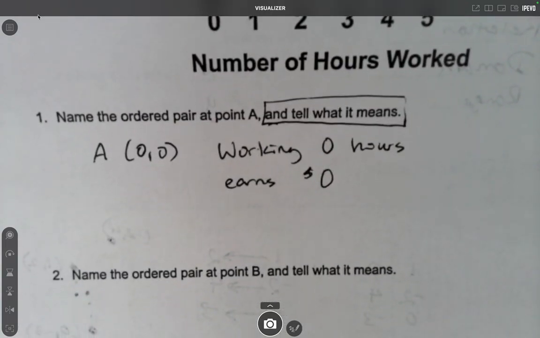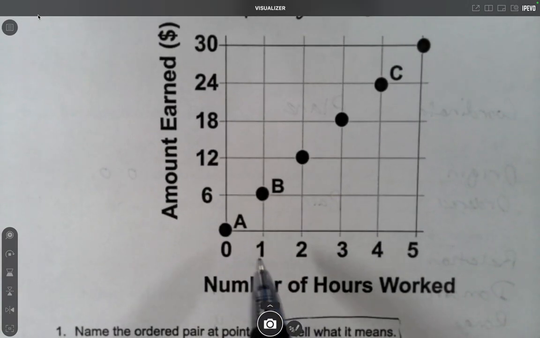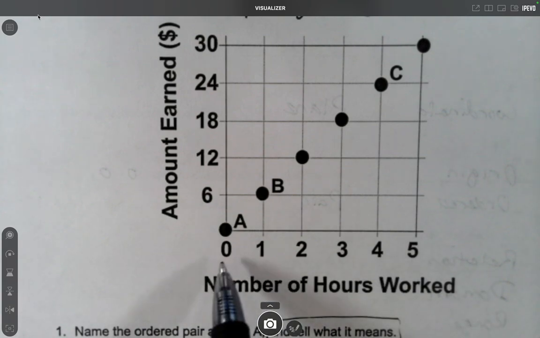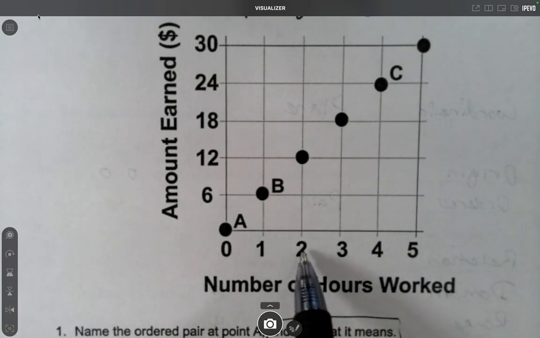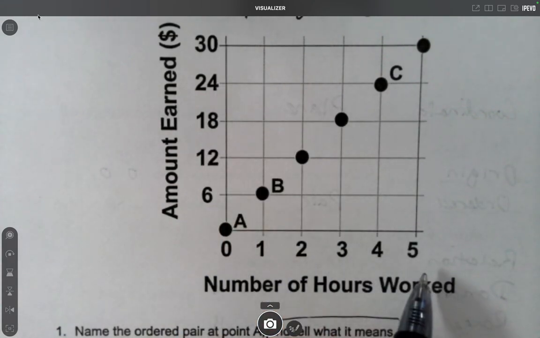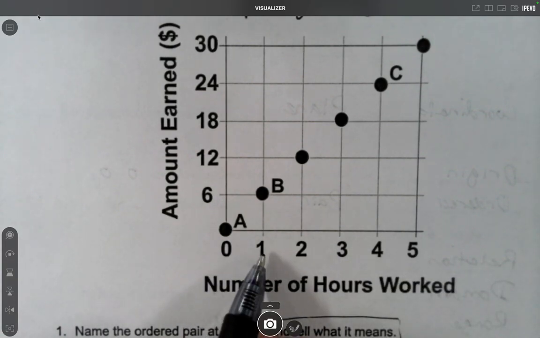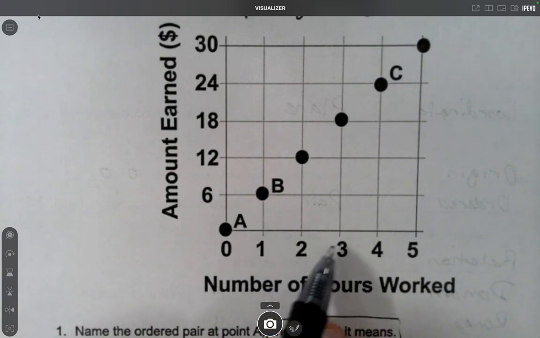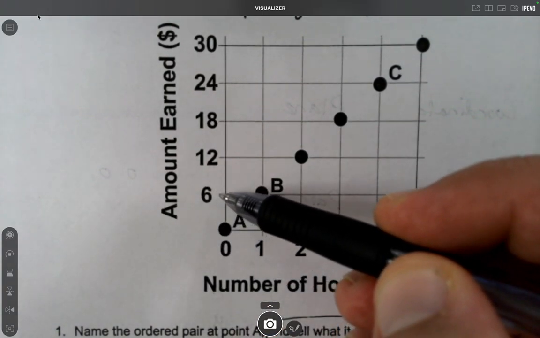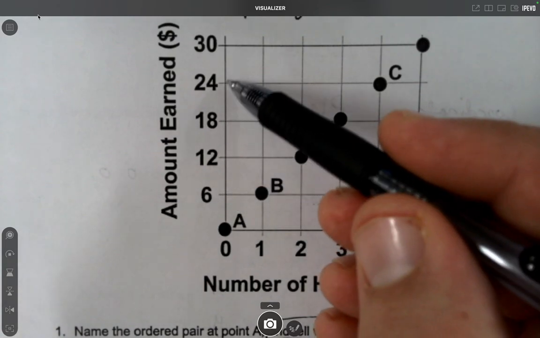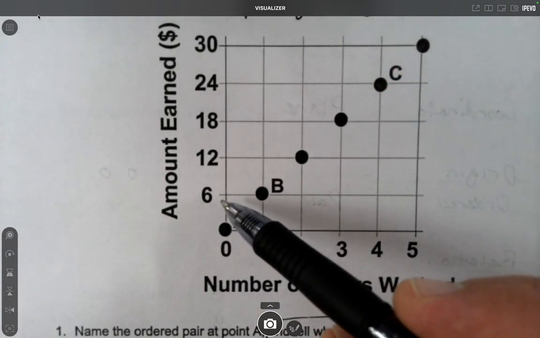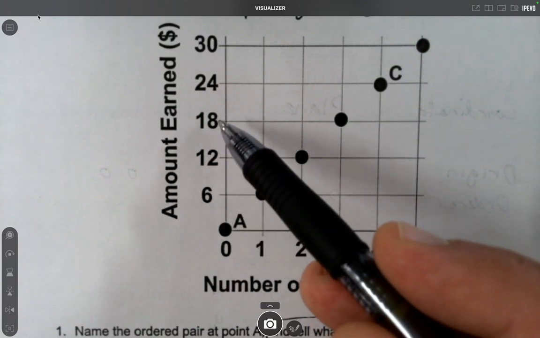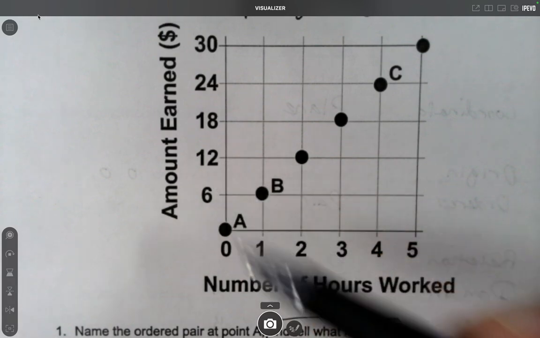Okay, now let's try the ordered pair at point B and tell what it means. So B, notice we do have different scales here, and what I mean is down here on the x-axis we go up 1 each time. On the y-axis we're going up 6 each time. And it's okay for them to have different scales, but on each axis they have to be consistent, meaning it's okay if they go up by 1, but if they go up by 1 they have to go up by 1 every time. It's okay if they go up by 6, but if they go up by 6 they have to go up by 6 every time. So I couldn't do 6 and then 9 and then jump up to 15. I can't have different amounts between each point. It has to be the same amount.